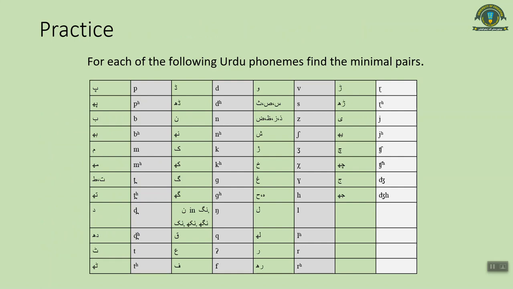Okay. Now here is a practice for you. You should practice and only then move forward to the next lecture. For each of the following Urdu phonemes, find the minimal pairs. You have to try to find out the minimal pairs. Remember, in minimal pairs, you have to only distinguish one sound from the other sound.